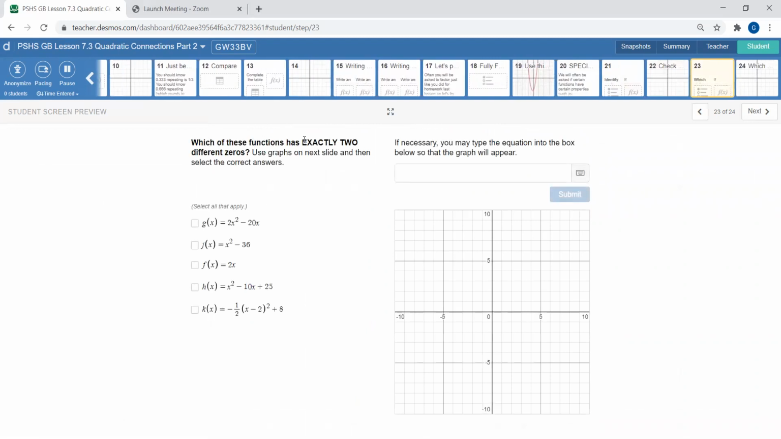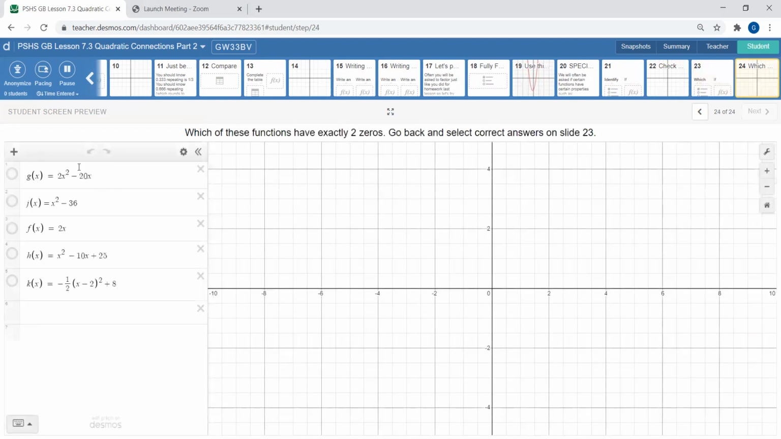And the other question, which of these functions have exactly 2 different zeros? So that means there's 2 x-intercepts. They could easily ask 1 x-intercept, and they could easily ask 0 x-intercepts. Once again, I got them typed in just to speed things up a little bit.